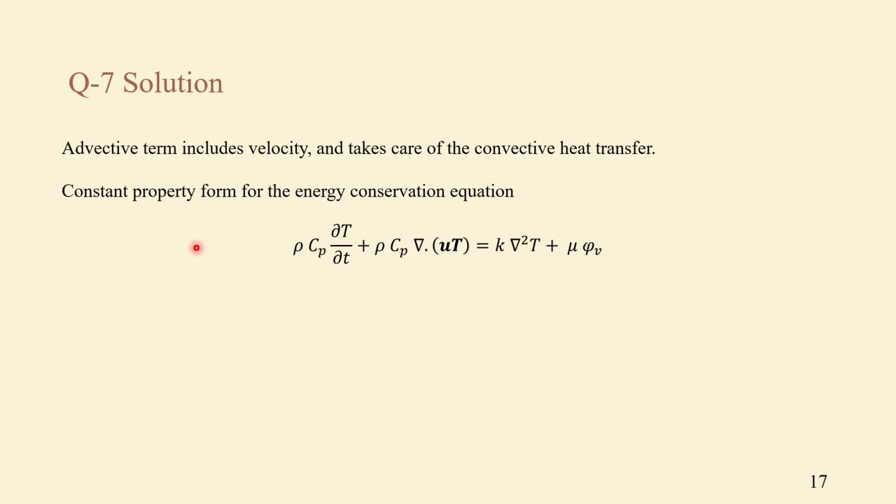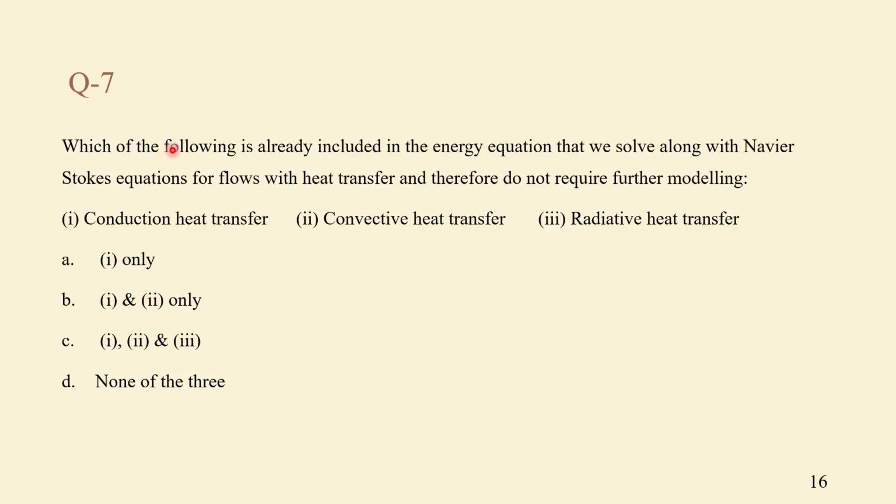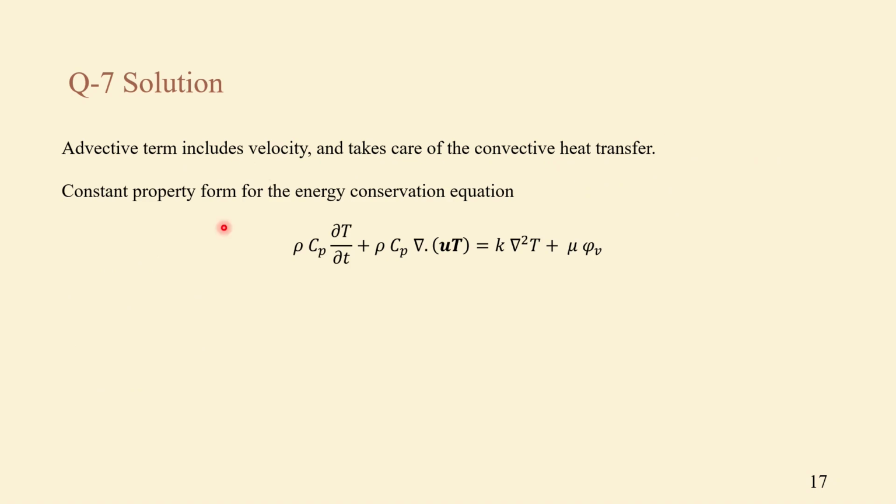So here what we mean is, which of the following is already included in the energy equation that we solve along with the Navier-Stokes equations for flows with heat transfer, and therefore does not require further modeling? The answer is options 1 and 2, that is option B, because in the original constant property form of the energy conservation equation, we included the convective part here and the conductive part here. What does convective part mean? The heat transfer due to the flow of the fluid. And the conductive part is how heat is transferred from one atom to another, one particle to another, which is given from this. So now we will go to question 8.